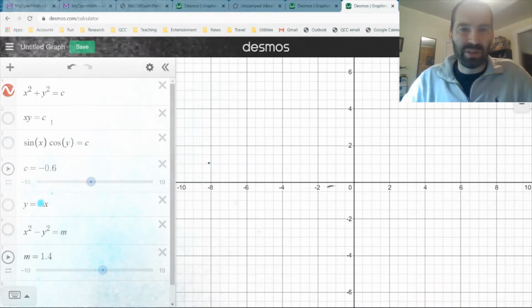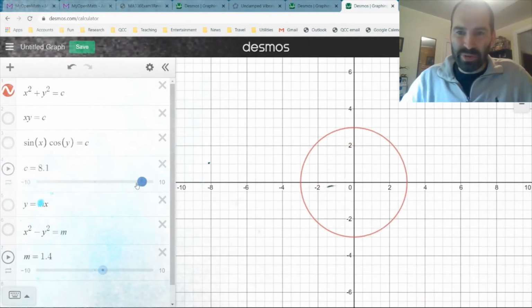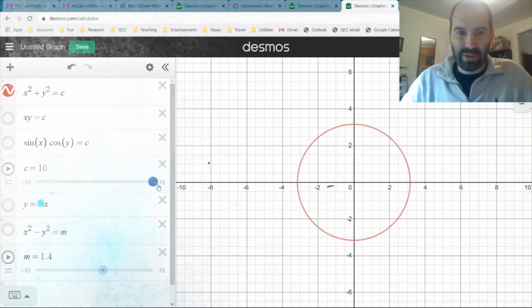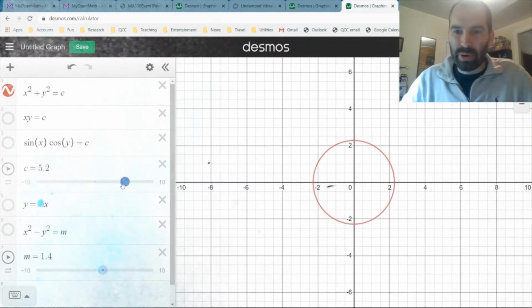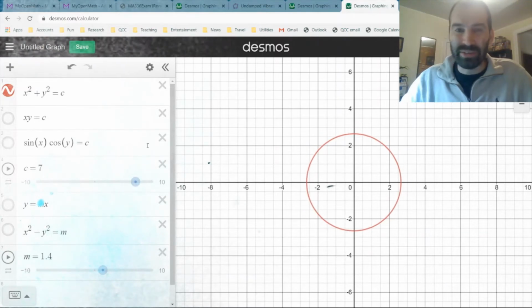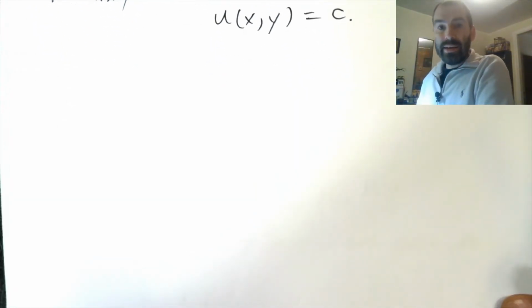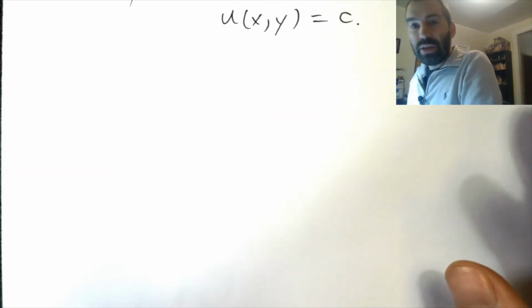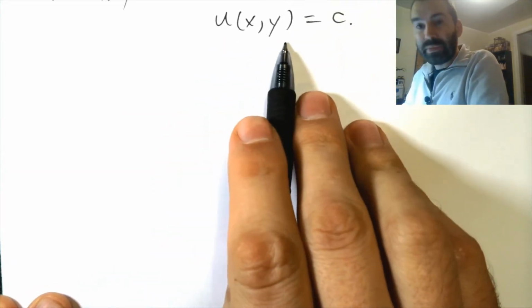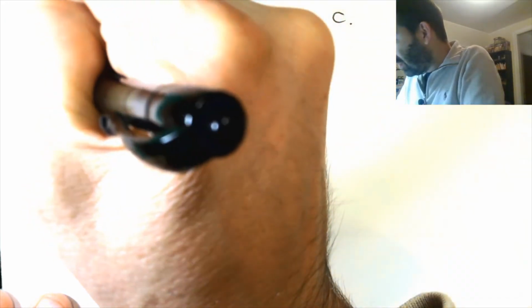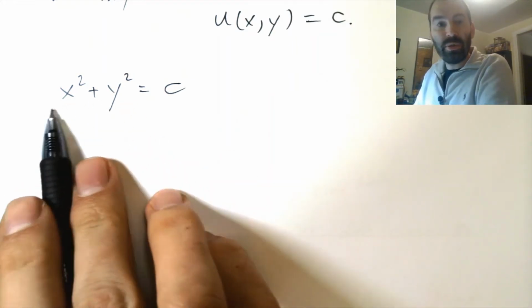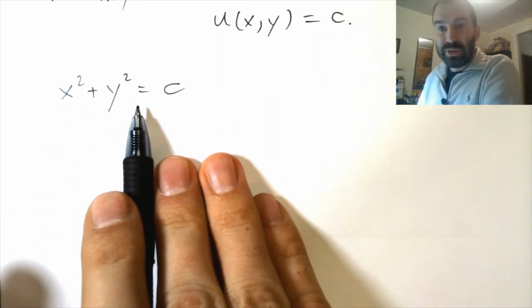Let's go back to the circle example and think, for this family, how would I find, using the power of differential equations, the orthogonal trajectories? We know what the answer is, so let's see if we can prove it. Okay, so let's go back down to the sheet and see what we're dealing with here. The family of curves that we're looking at is u of x, y equals c. In this case, u of x, y was x squared plus y squared equals c. So there's my u of x, y, and that gives me the family of circles.